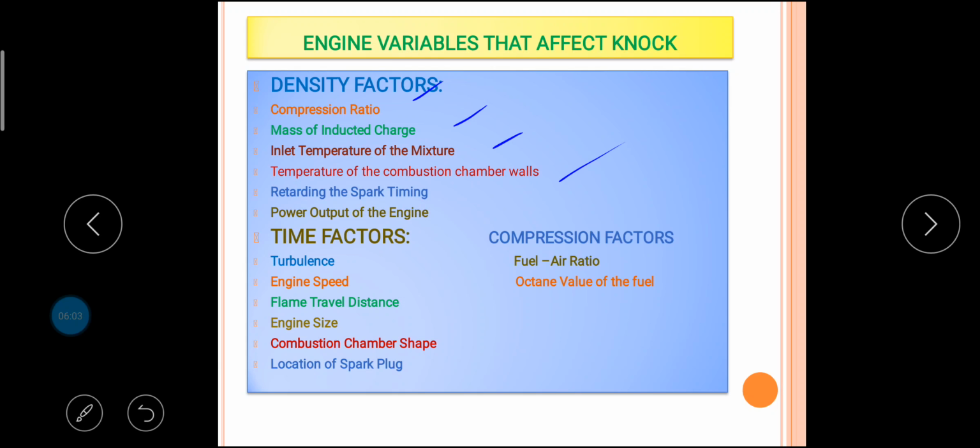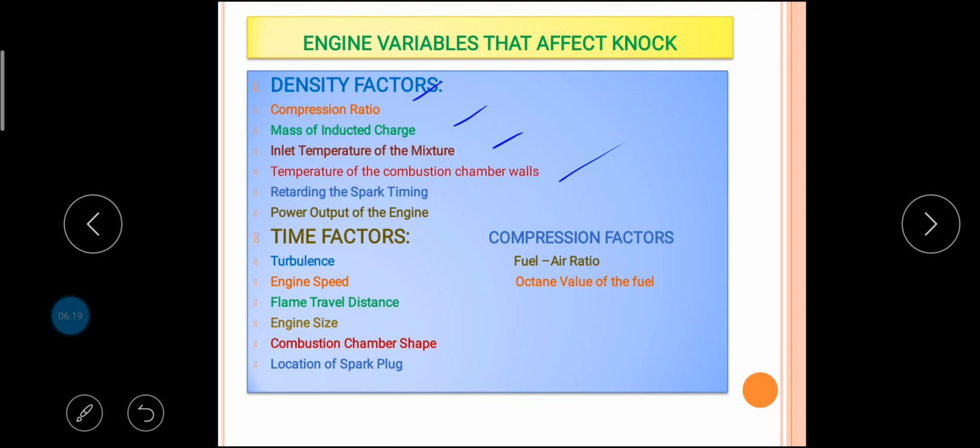Temperature of the combustion chamber walls plays a predominant role in knocking. In order to prevent knocking, the hot spots in the combustion chamber should be avoided, since the spark plug and exhaust valve are two hottest parts in the combustion chamber.